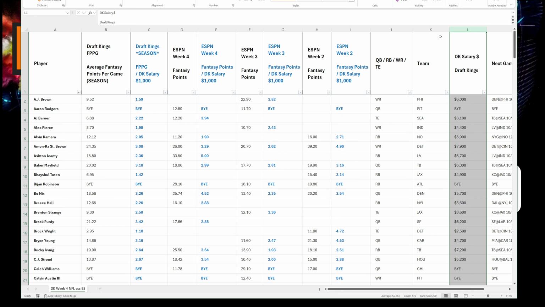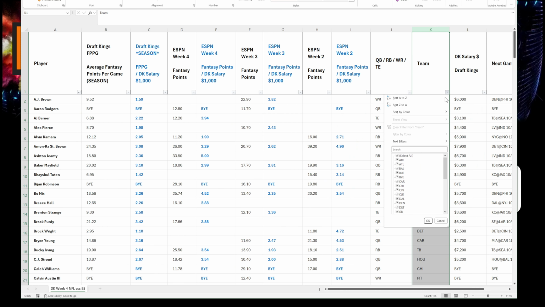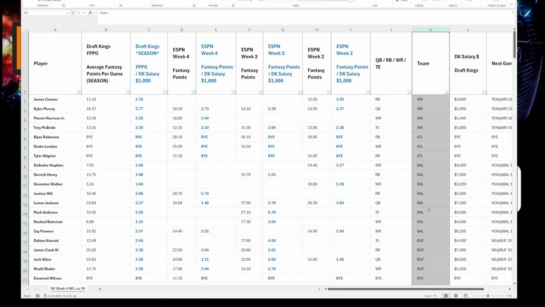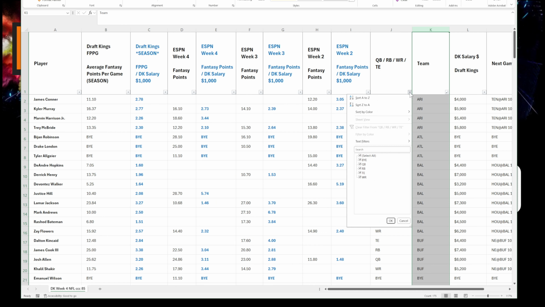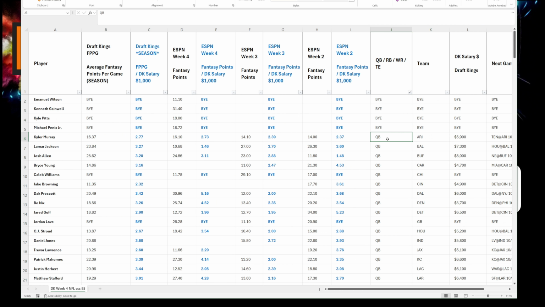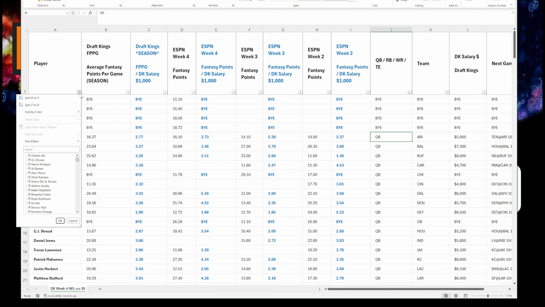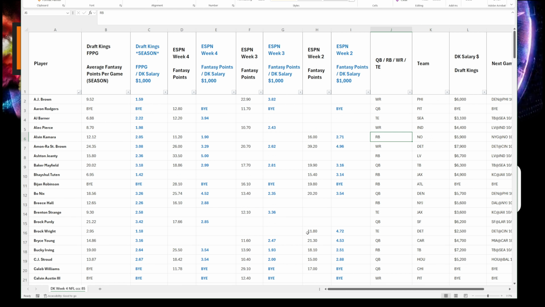You can also sort by team. So if you're going to target a specific team because they have a good matchup, you can also sort by team. If you're looking for a specific position, you can also sort by position. So going back, resetting the page, here we go like this.